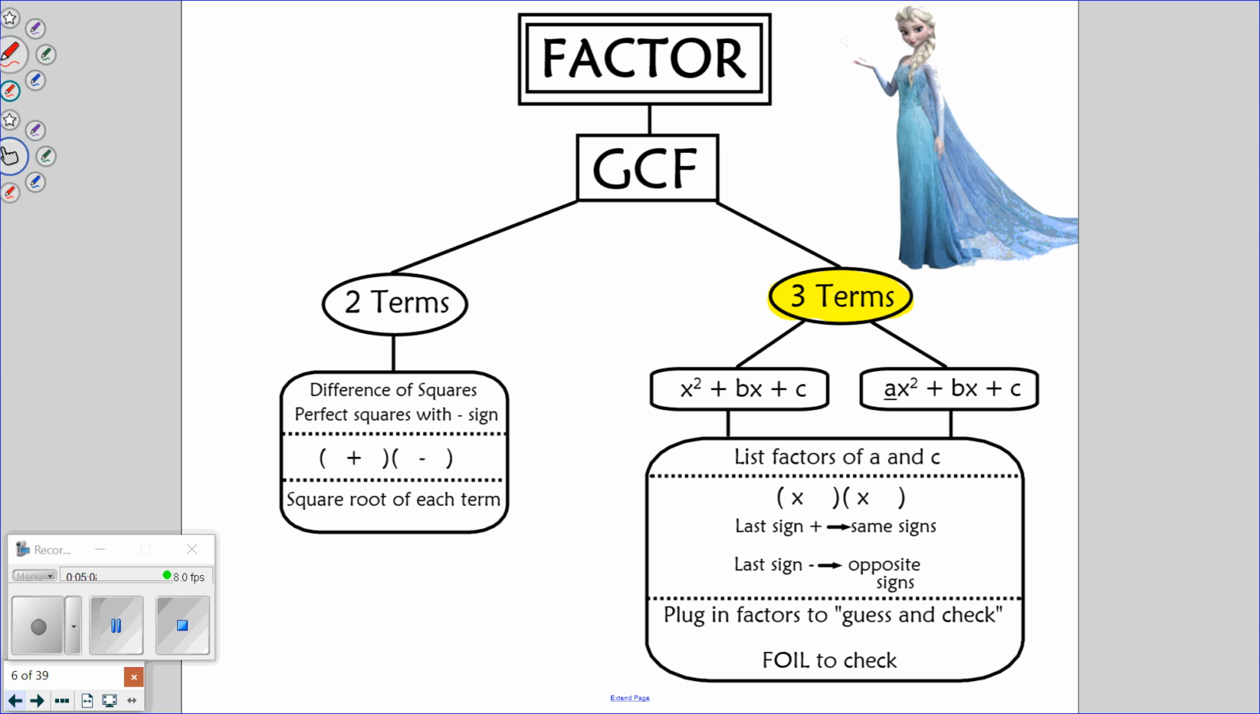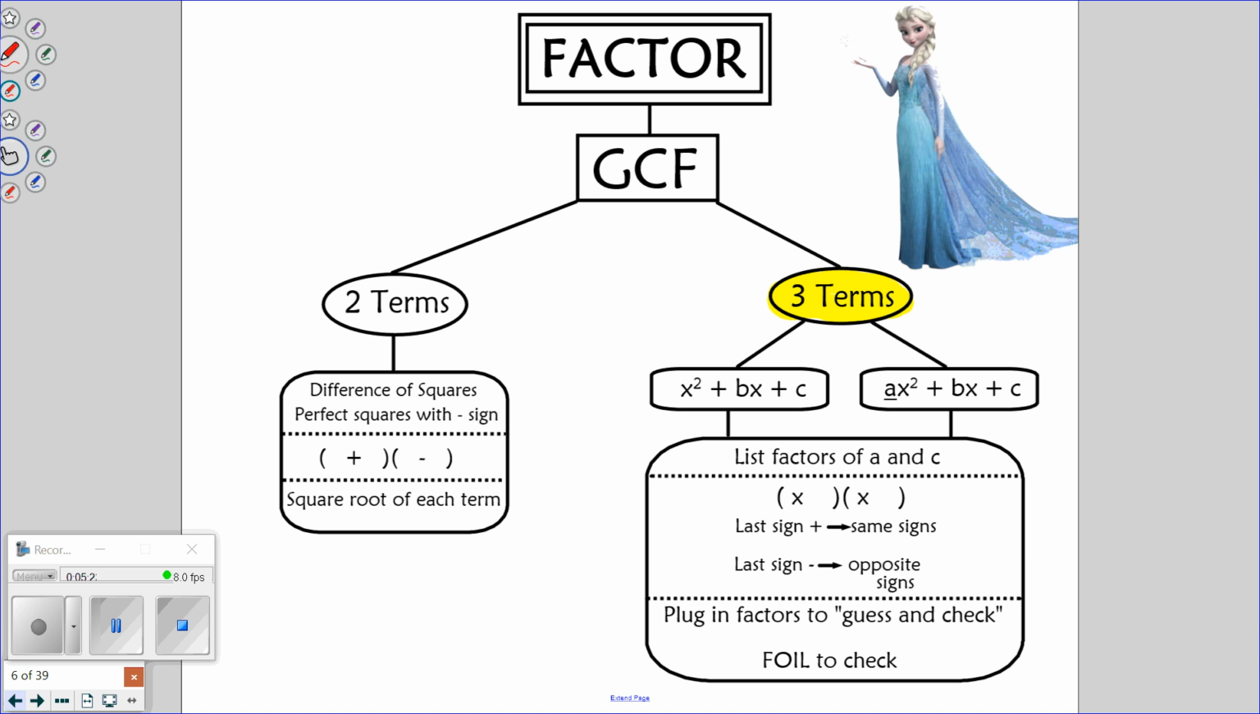But again, I pulled a piece of this off of your flow chart. We looked at GCF on Friday. Now we're branching into what happens if I have just 3 terms. How do you factor something with 3 terms? They're going to fall into one of 2 types of categories.